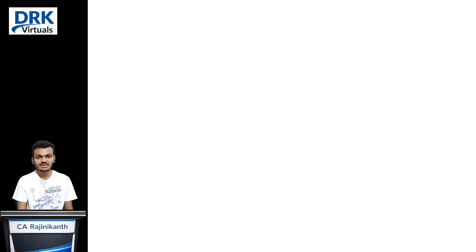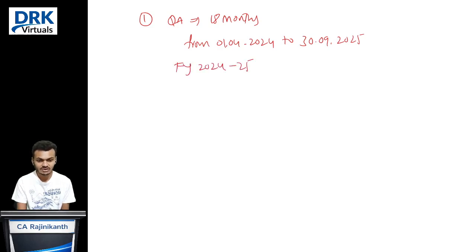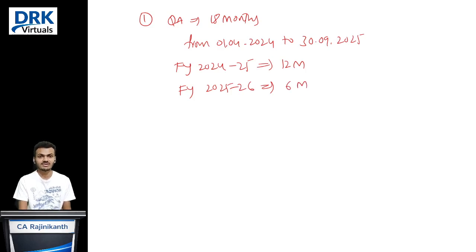And next example, it covers 2 financial years. Okay, it's very important for your exams. Be careful. Assume construction of qualifying asset takes 18 months from 1st April 2024 to 30th September 2025. It means what? Financial year 2024-25 and financial year 2025-26. For first financial year, it covers 12 months. Second financial year, it is covering 6 months from 1st April 2025 to 30th September 2025, correct?